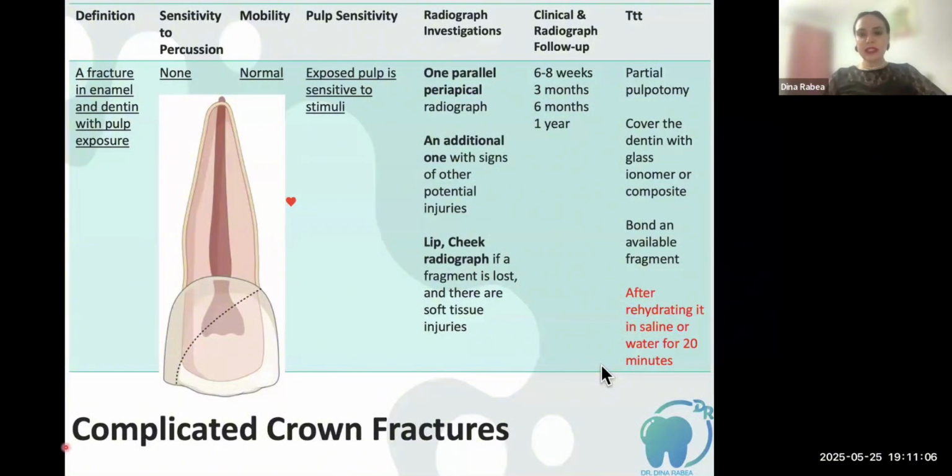The treatment in permanent dentition is usually achieving a partial pulpotomy and covering the dentine with a glass ionomer or composite. In case the fragment is with the parents, you can rehydrate it and reattach it after performing pulp therapy. We need more follow-up in this case scenario because of the pulpal involvement. So we'll start to see the patient after 6 to 8 weeks, then 3 months, then 6 months, then again after 1 year.